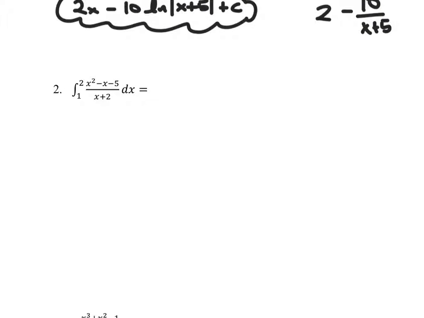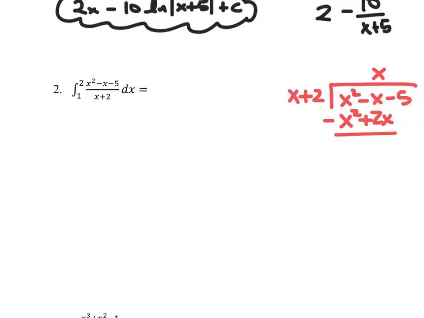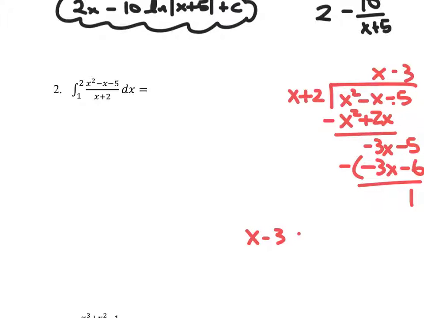Again, I'm going to take x plus 2 here. I'm going to put x squared minus x minus 5 here. x goes into x squared x times. I multiply through, and then I subtract. Be careful here. This is negative 3x. I drop down this negative 5. I do it again. I get a negative 3. I multiply through. And it looks like when I subtract, I get a remainder of 1. So I get x minus 3 plus 1 over x plus 2.